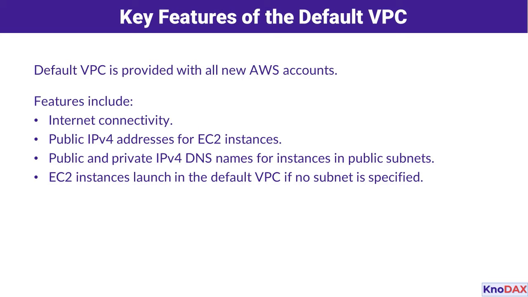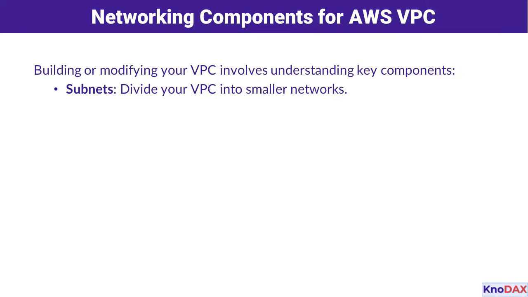These features make the Default VPC an excellent starting point for beginners or quick deployments, providing essential connectivity and security features out of the box. Now, let's dive into the key networking components that make up an AWS Virtual Private Cloud, or VPC. First, subnets. Subnets allow you to divide your VPC into smaller, manageable networks. You can create both public subnets, which are accessible from the internet, and private subnets for internal resources.